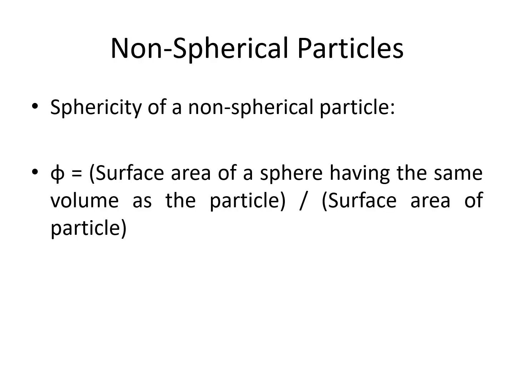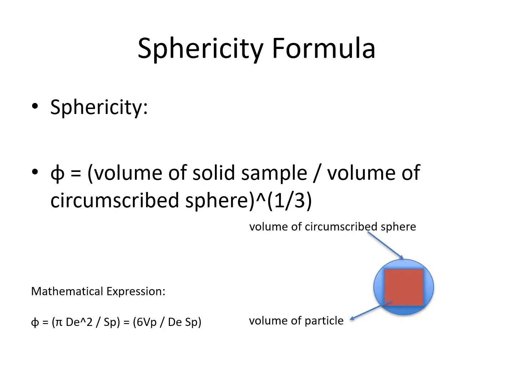So let's go into the definition of sphericity. If a body is non-spherical, how will we calculate the sphericity of that particle? Sphericity is defined as the surface area of the sphere having the same volume as that particle, to the surface area of the particle. By calculating this ratio, we can find the sphericity of a non-spherical particle. The sphericity formula is given by this.